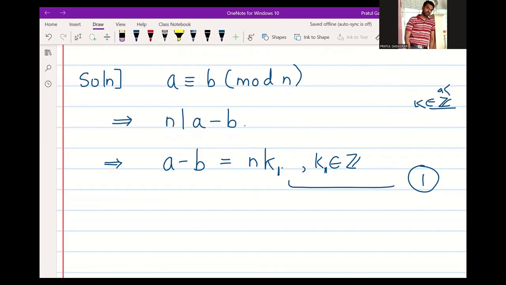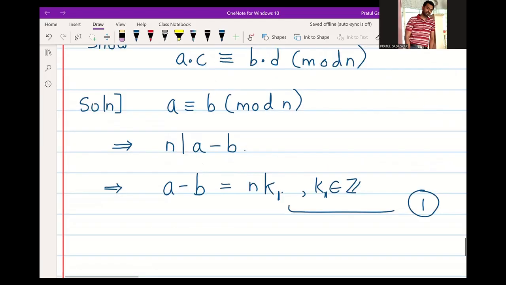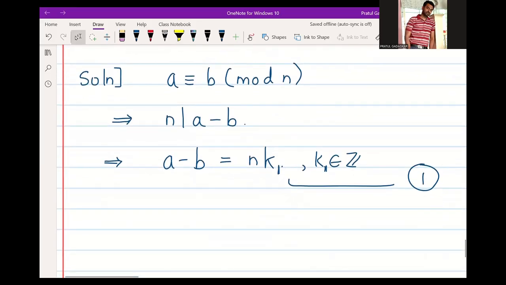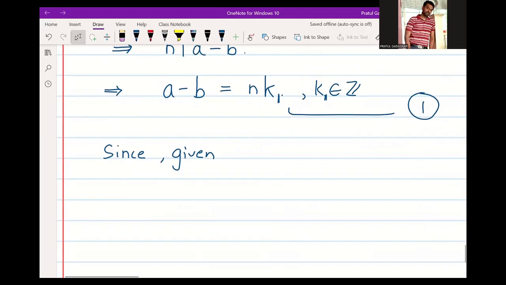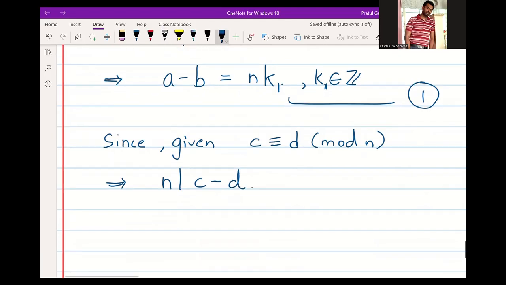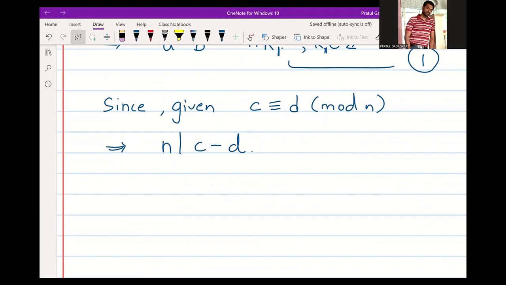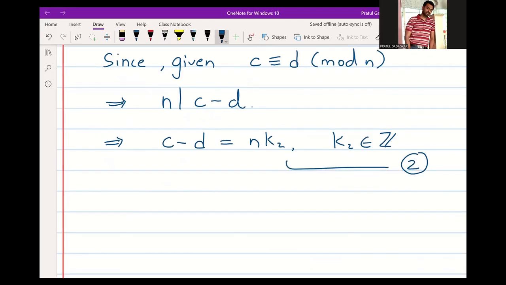Now let me write the definition of C congruent to D. Since we are given that C is congruent to D modulo n, this means that n divides C minus D. Again, by the definition of divisibility, I can say that C minus D must be n into some K2, where K2 is again some integer. I'm calling this equation 2.